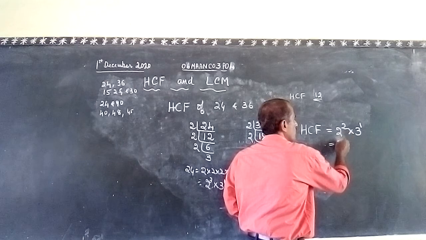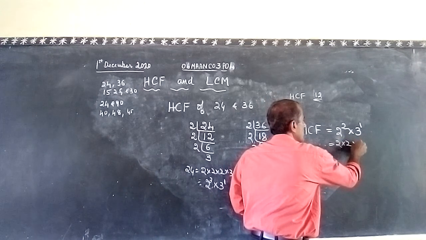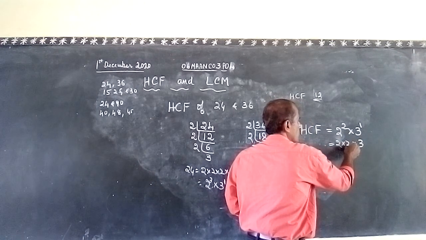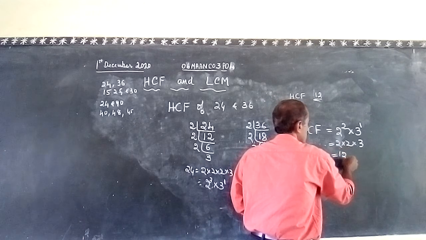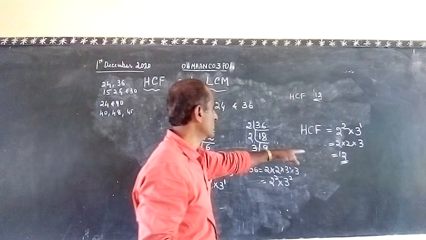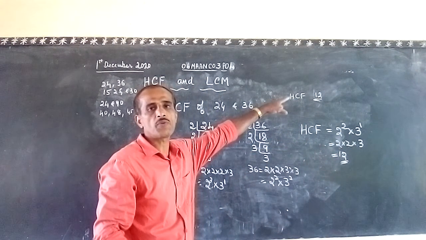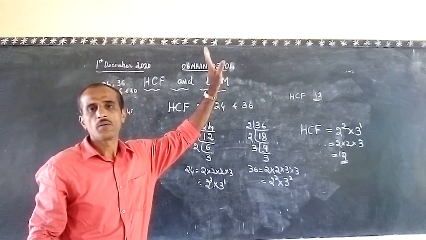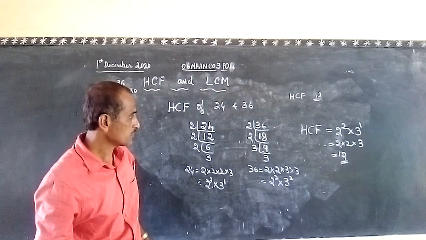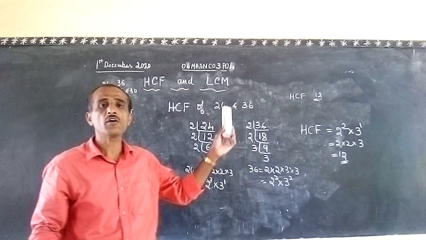2 to the power 2 is 2 into 2, 3 to the power 1 is 3. 2 2s are 4, 4 3s are 12. So the HCF of 24 and 36 is 12. See, there also you found it as 12. Okay, like this you will do. So to find the HCF you have to do like this.